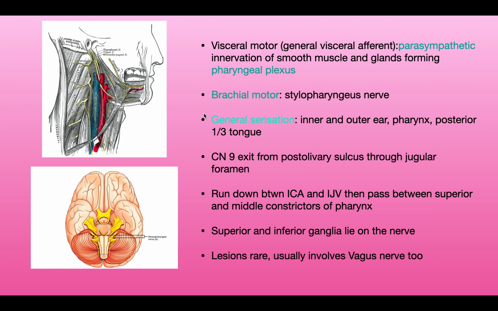The stylopharyngeus is the muscle it supplies, and the general sensation is going to be responsible due to this afferent system. Cranial nerve 9 is going to exit from the post-olivary sulcus through the jugular foramen, and is going to run down between the ICA and the IJV, then pass between the superior and middle constrictor of the pharynx. The superior and the inferior ganglion will lie on the nerve as well, and those lesions are rare because it usually has to involve the vagus nerve as well.